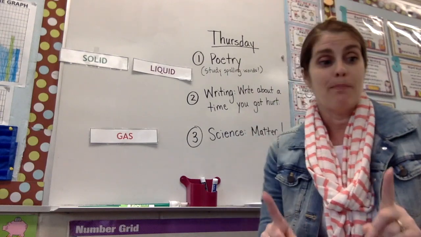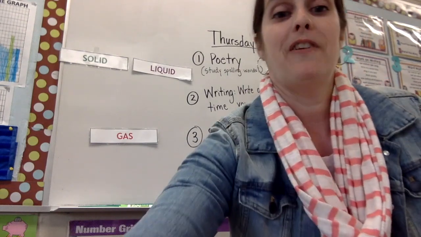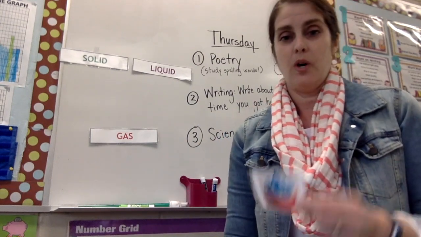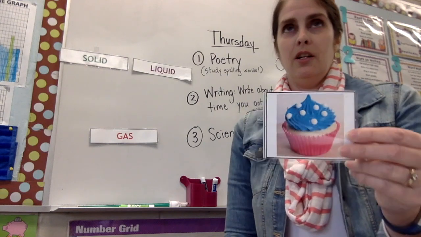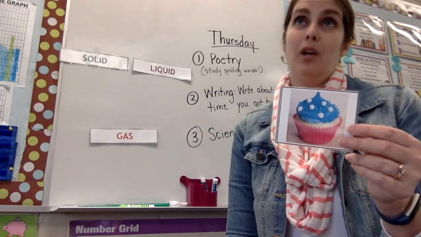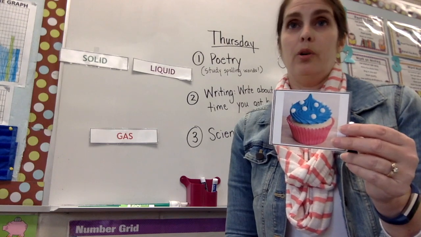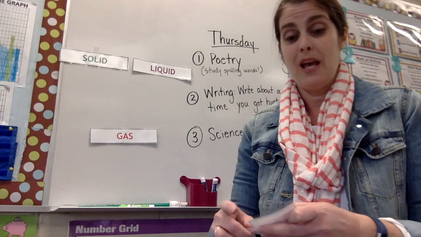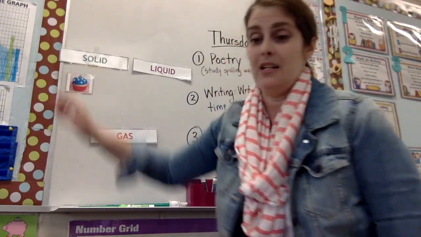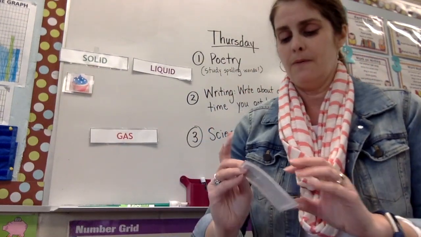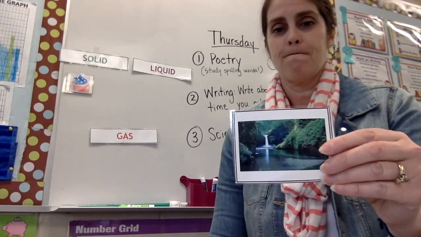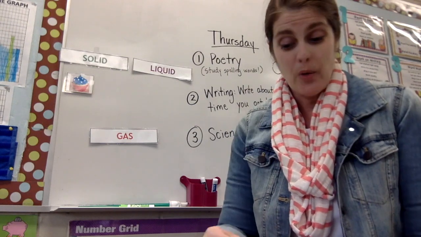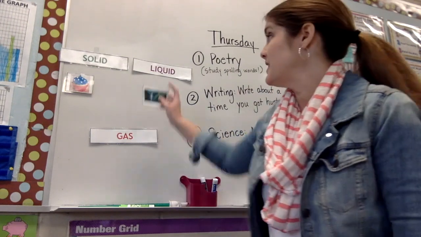Okay, so I have some pictures and I want you to help me figure out if it would be a solid, a liquid, or a gas. All right, so first one, cupcake. Think about the cupcake. If you set it on the table or you move it to the counter or onto a plate, does it stay in the shape of a cupcake? Yeah, so it would be a solid, right? Okay, how about a river or the waterfall? What would the water be? It would be liquid, right? It can change. It doesn't stay one shape.